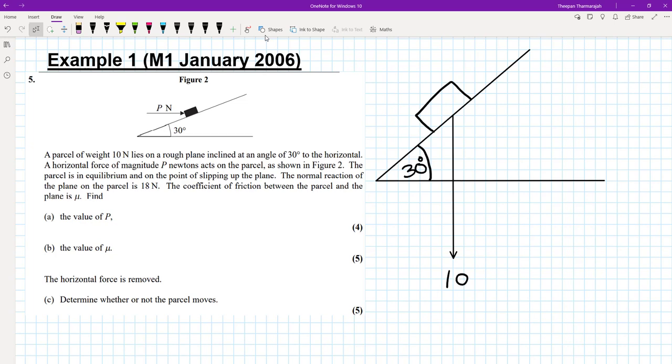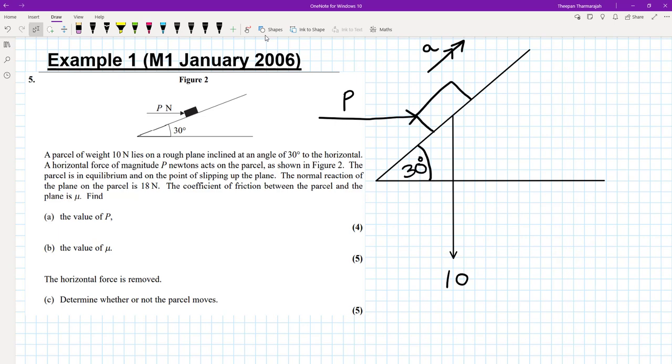And we have a horizontal force acting on the particle like so, and that is P newtons. So a horizontal force of magnitude P newtons acts on the particle as shown in figure 2. The particle is in equilibrium and on the point of slipping up the plane. So it's on the verge of moving. So it's not actually moving, but it's on the point of moving. We call that limiting equilibrium, or at this point equilibrium.